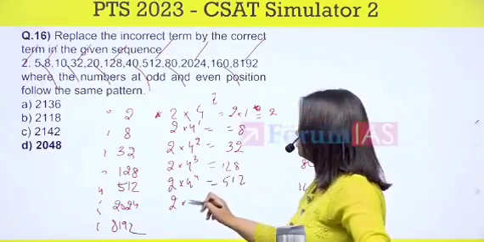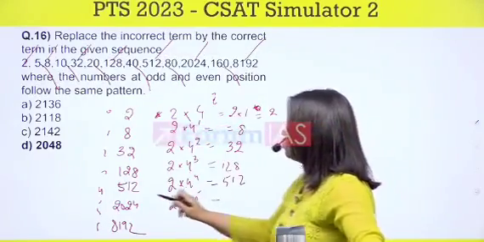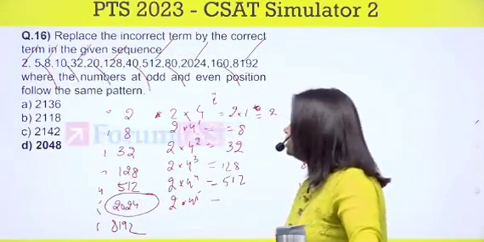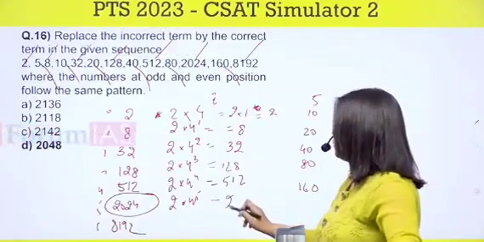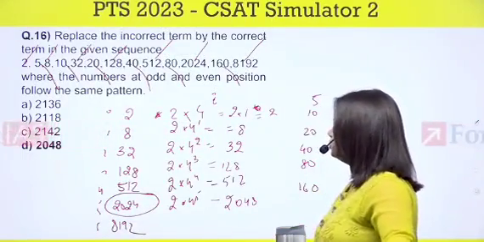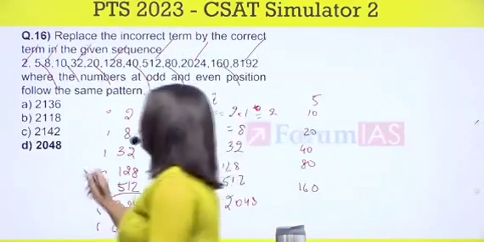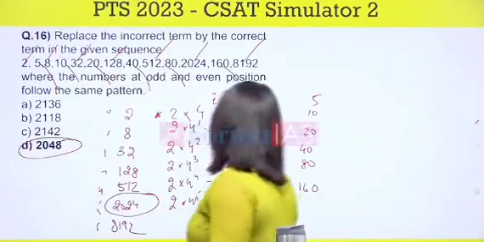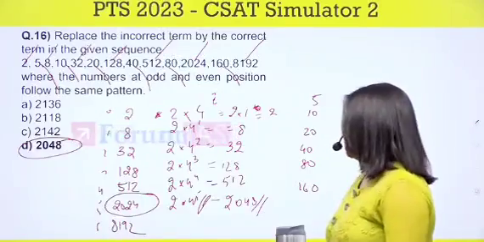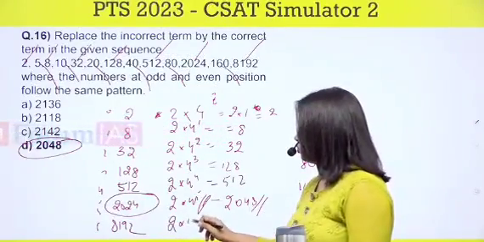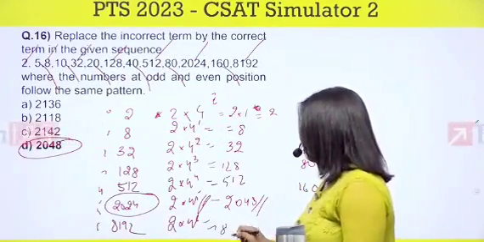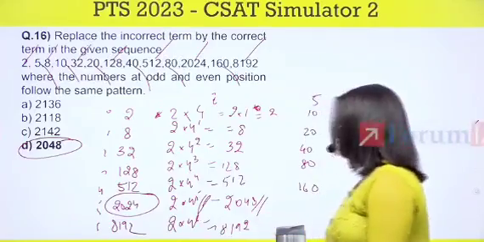But 2 into 4 to the power 5 is not 2024. It is 2048, because 4 to the power 5 is 1024. So this is what I've identified, that this should be 2048. Continuing, 2 into 4 to the power 6 is still 8192.